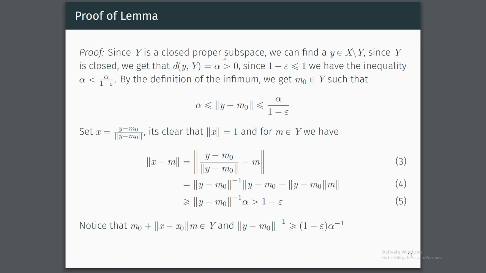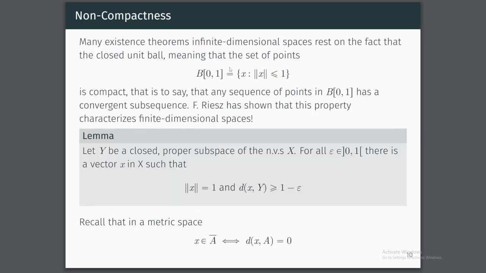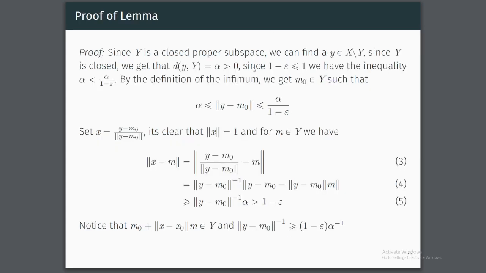So because Y is a closed proper subspace, just pick an element y in its complement. Okay? Because Y is closed, the distance between y and the big space Y is gonna be alpha, which is greater than 0 by our characterization here, right? And because 1 minus epsilon is less than 1, that's why we need it to be less than 1, we have the inequality alpha is less than alpha over 1 minus epsilon, right? Because this is a number that's less than 1, so this is bigger.